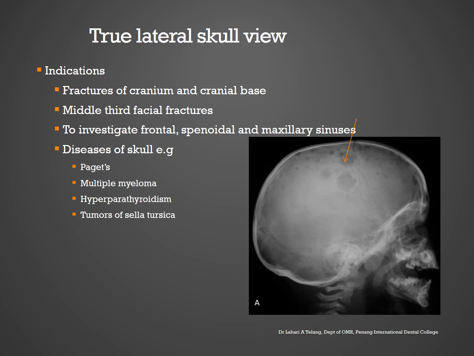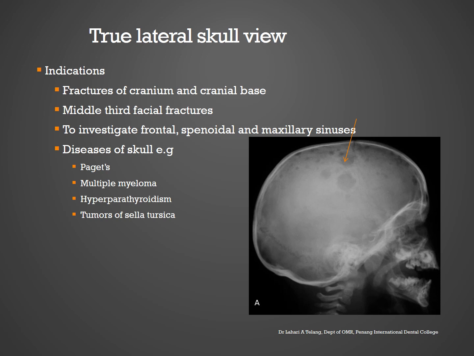Next is the true lateral skull view, where you see the entire skull, also taken in a similar manner as the previous lateral cephalogram. Now these are indicated for fractures of the cranium and cranial base, to see the middle third facial fractures, to investigate frontal, sphenoidal and maxillary sinuses as well, but of course they are superimposed over each other. And to see diseases of the skull. Like for example, you can observe if there are any changes in the skull in Paget's disease, multiple myeloma, hyperparathyroidism, tumors of the sella turcica.